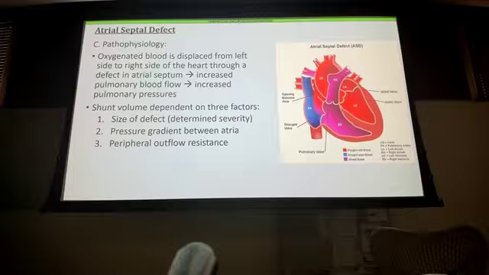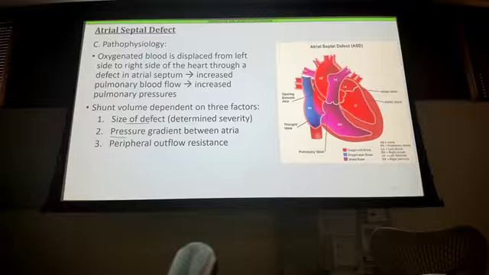How much blood goes from the left to the right? Well, it really depends on a couple of things. How big is the size of the defect? Is it just a little tiny pinhole, or is it a half a centimeter hole? That's going to influence how much can cross over.